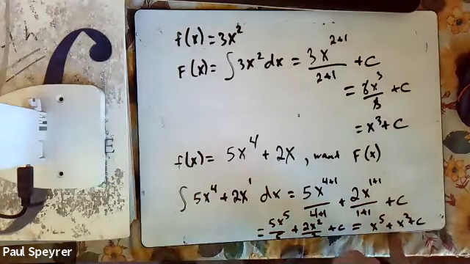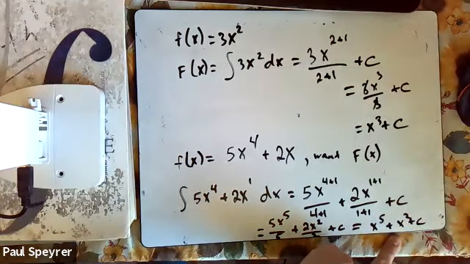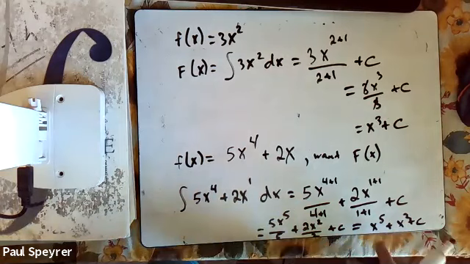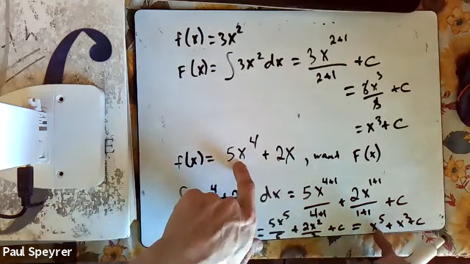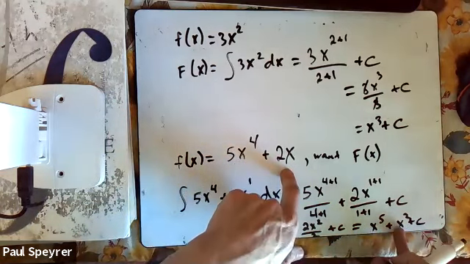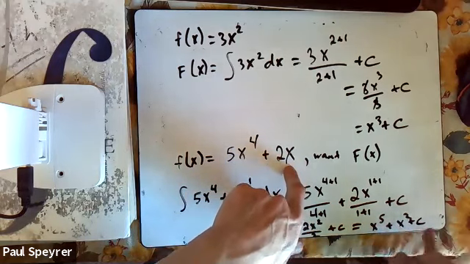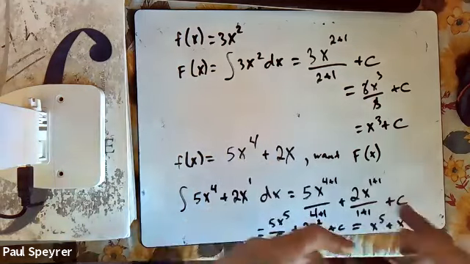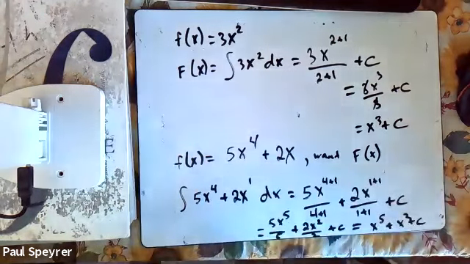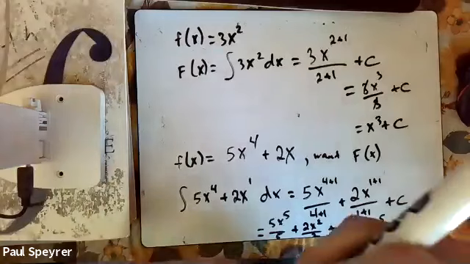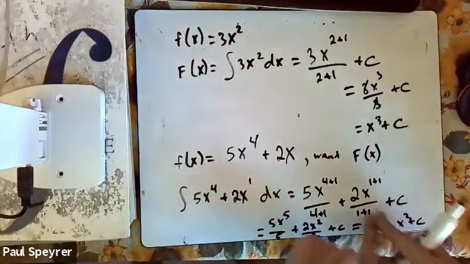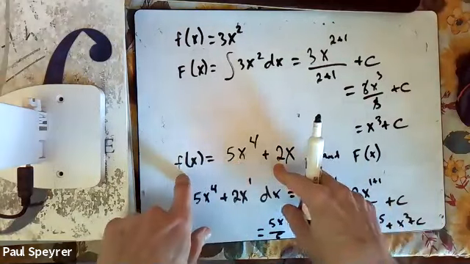Now, how can we check this, right? So remember, with the general antiderivative, if I take the derivative of the antiderivative, I should get back to the original function. Well, what's the derivative of x to the fifth? 5x to the fourth. What's the derivative of x squared? 2x. What's the derivative of any kind of constant? 0. So you see, we were able to check our work. And you do that every single time whenever you're finding the general antiderivative. You can take the derivative of the antiderivative, and you should be able to get back to your base function.